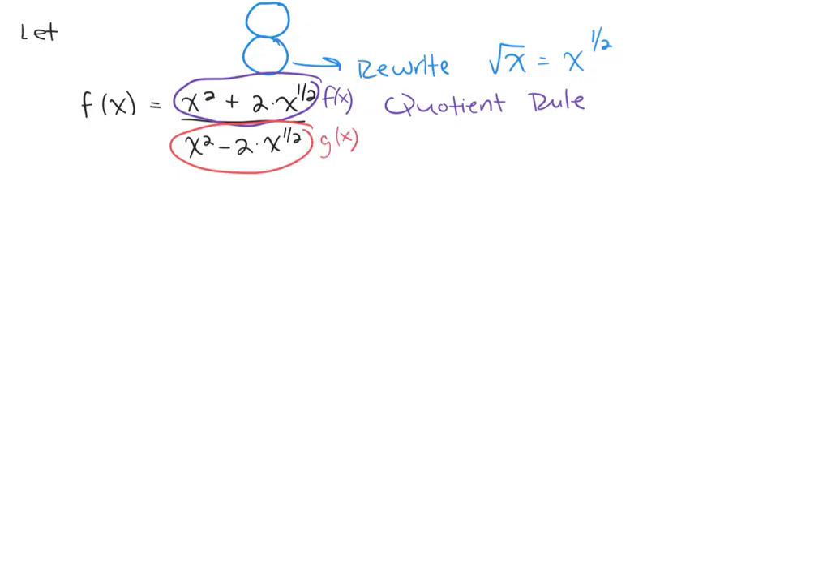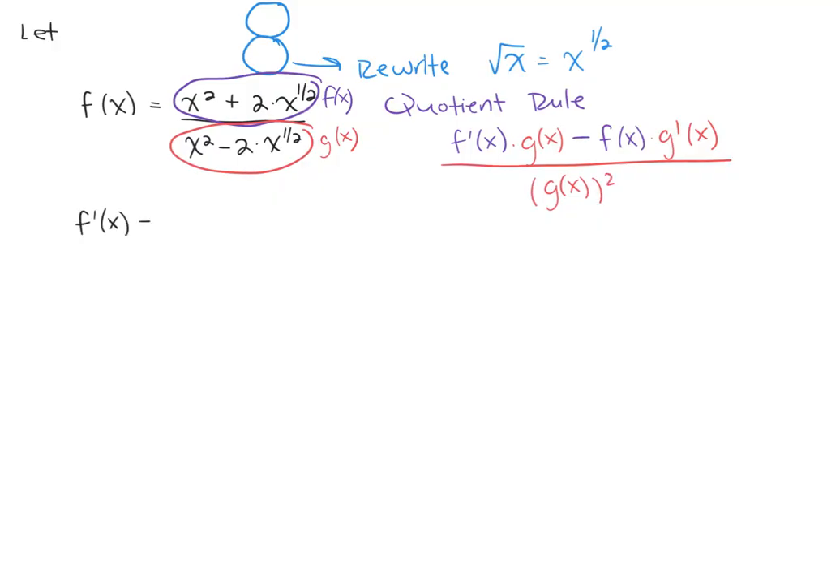Okay. Quotient rule says take the derivative of the numerator, multiply it by the denominator, and then subtract that from the numerator times the derivative of the denominator, and then divide that whole thing by the denominator squared. Okay, so let's go ahead and now take the derivative. All right, let's take the derivative of the numerator.